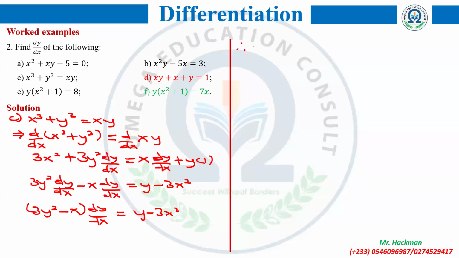So therefore, my dy/dx will be equal to, my numerator will be y minus 3x squared, and my denominator will be the coefficient of the dy/dx there, which is 3y squared minus x. All correct. Now, professors, are you with me?